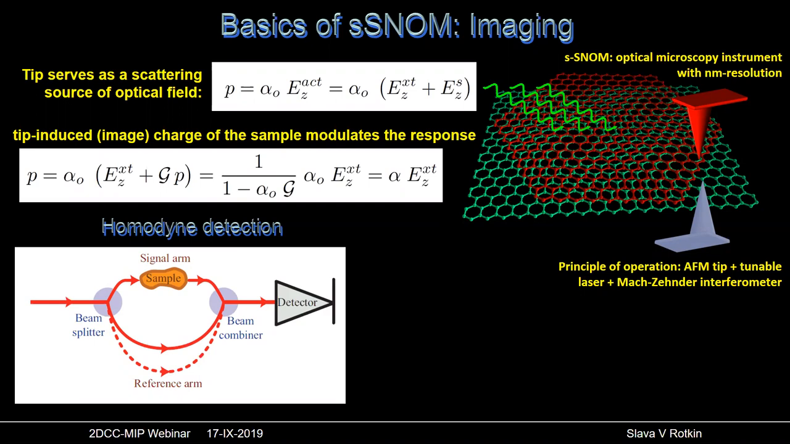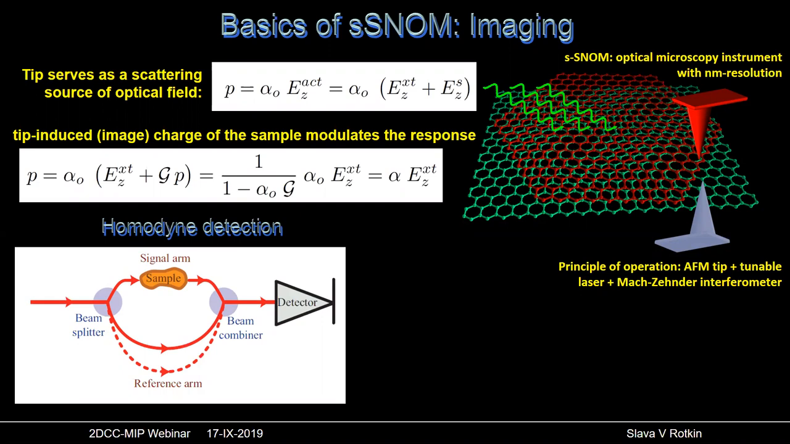These two light beams can recombine, and if the phase is exactly the same for both arms, they add together. The amplitudes add, the amplitude doubles, and the intensity is four times that of a single beam. Or if there is a phase difference between the reference arm and the signal arm, or sample arm, which is exactly pi, then they come in counterphase and they kill each other. So the amplitude will be zero and the signal will be zero.